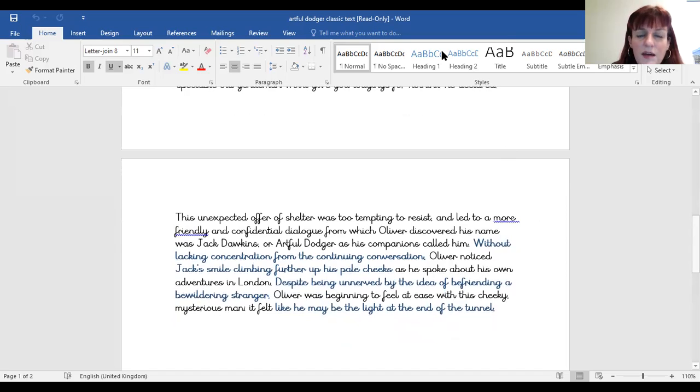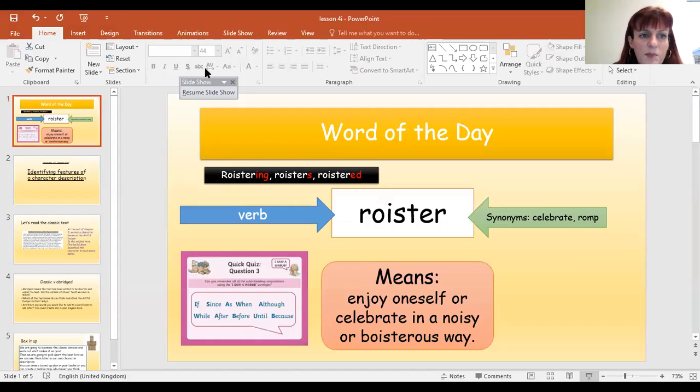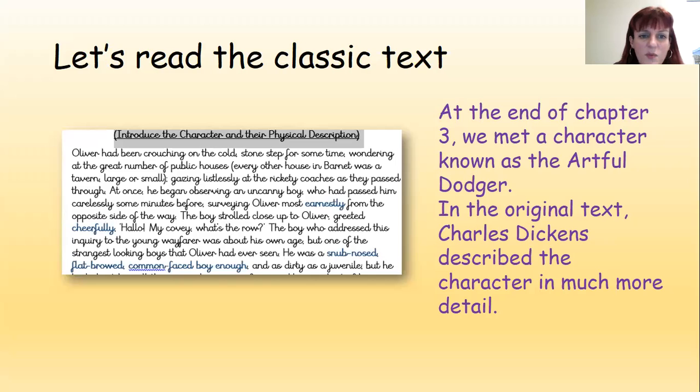So I want to think about, which one do you like better? Which one do you like best? Which is the best?